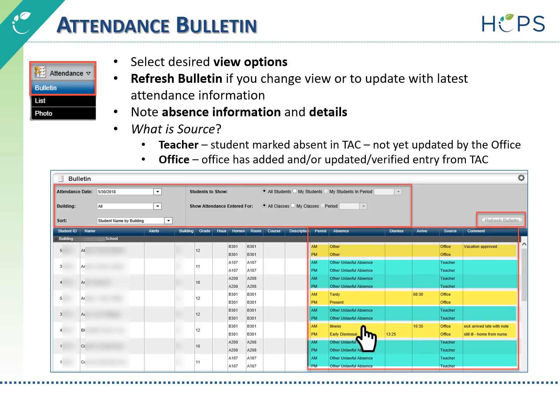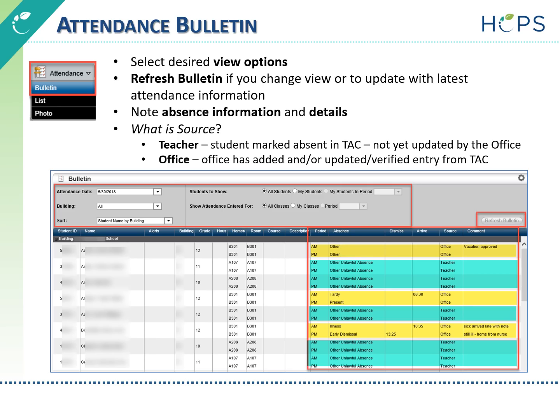Note the absence information for each student. There is an AM and PM row for each. The absence code displays along with any dismiss and arrive times and comments entered by the office. The source column notates the last person to add or edit the student attendance information.